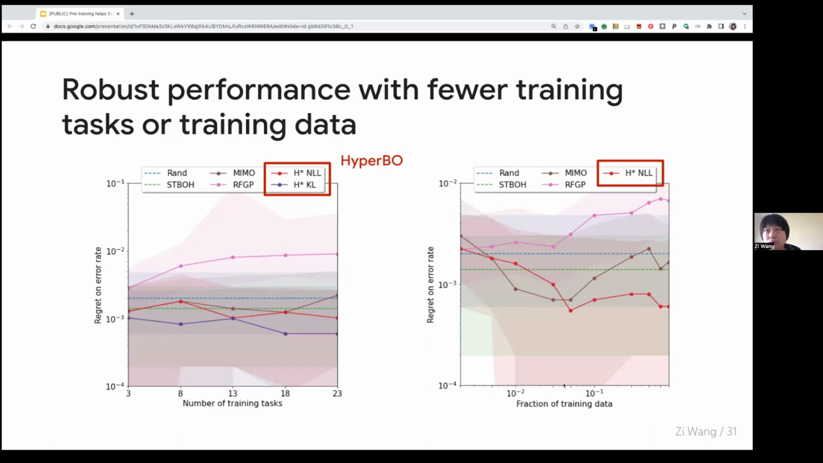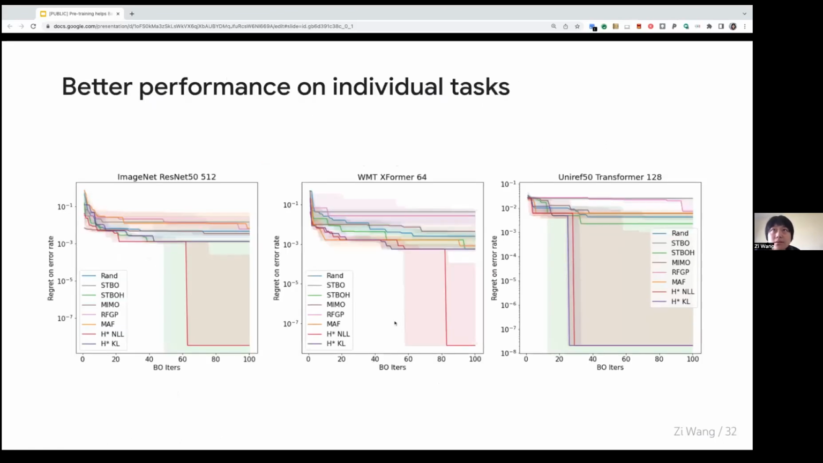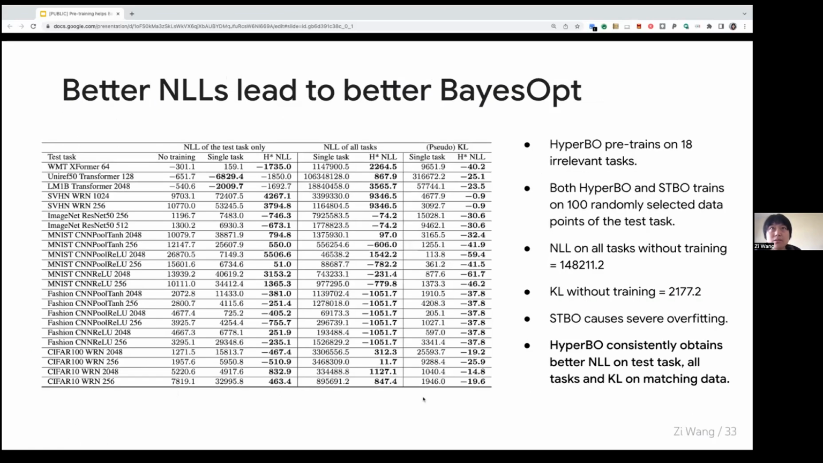And then when we decrease the amount of training data, we see that it reaches the best performance when we have 5% of training data, and then stays put from there. But when we decrease to less than 5% of data, we get much worse performance. Okay, these are individual tasks. I can go back to this.